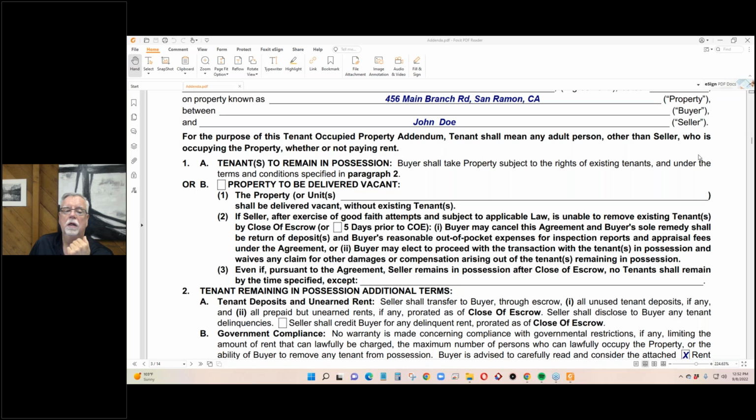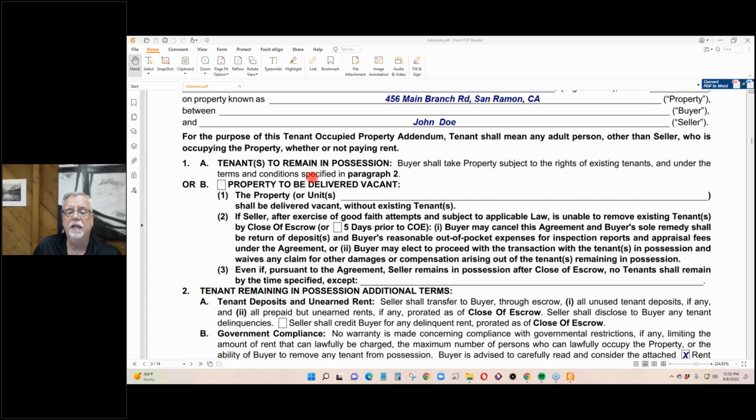I hope so. So first of all, it says tenant, any adult person other than the seller who's occupying the property, whether or not they are paying rent. So I've heard agents say, well, it's a relative who's living there and he's not paying rent, so we can kick him out. I don't know what state you're from, but it's not California. That's actually what, if you're preparing for your real estate exam, would be called an estate at will. And in California, it's still a tenancy, and there still has to be notice.